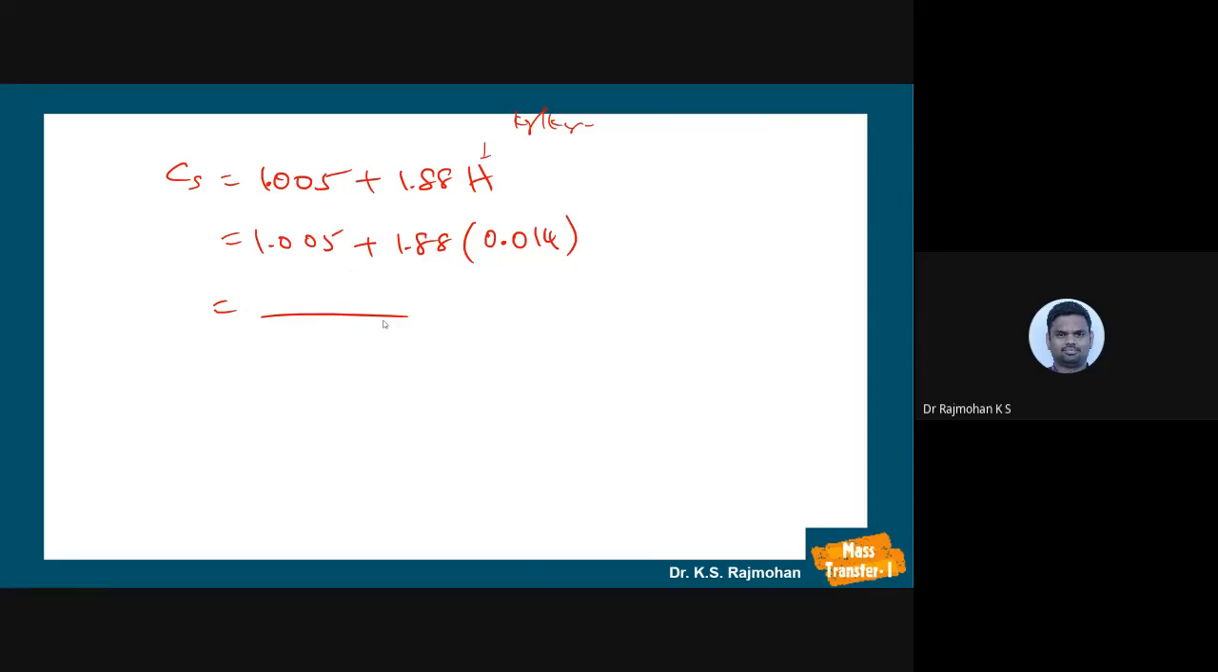0.014 into 1.88 is equal to, plus 1.005, equal to 1.03, which is the humid heat. Okay, so this way you can make use of the psychrometric chart.